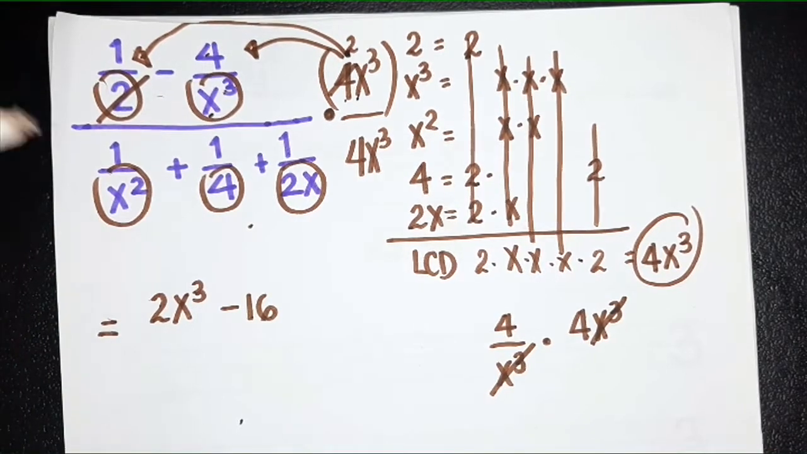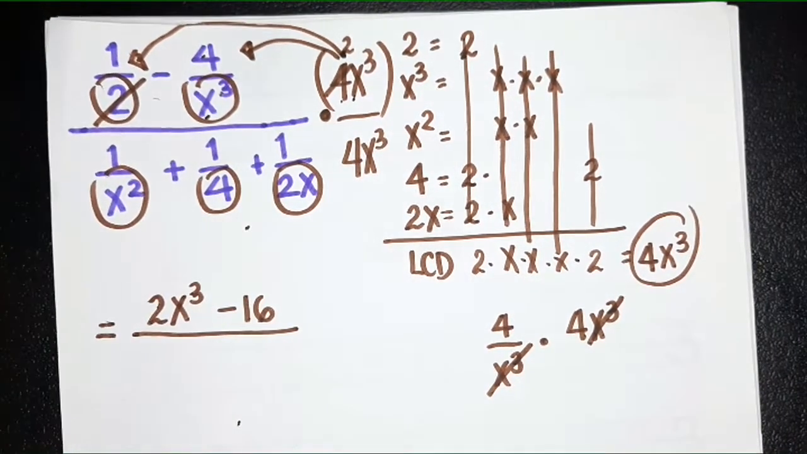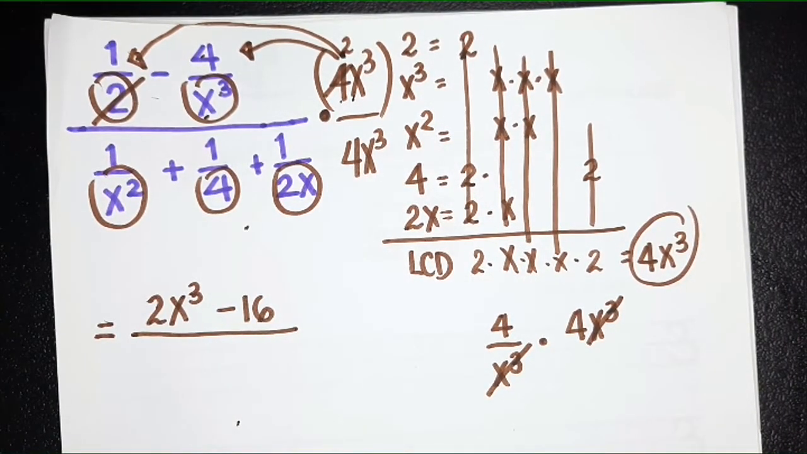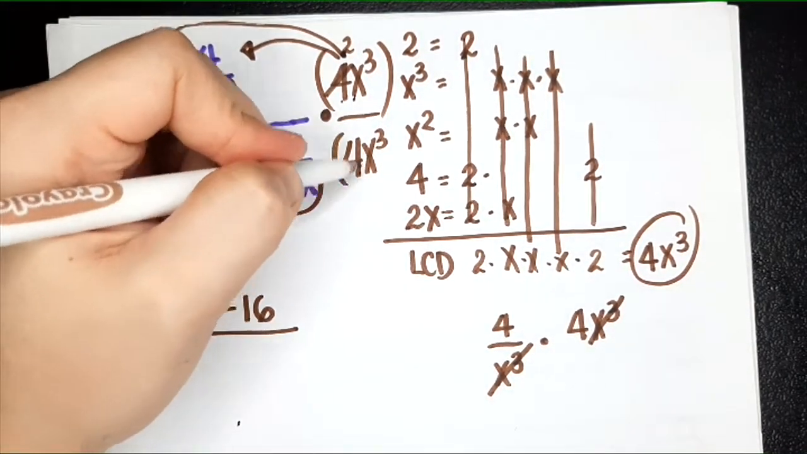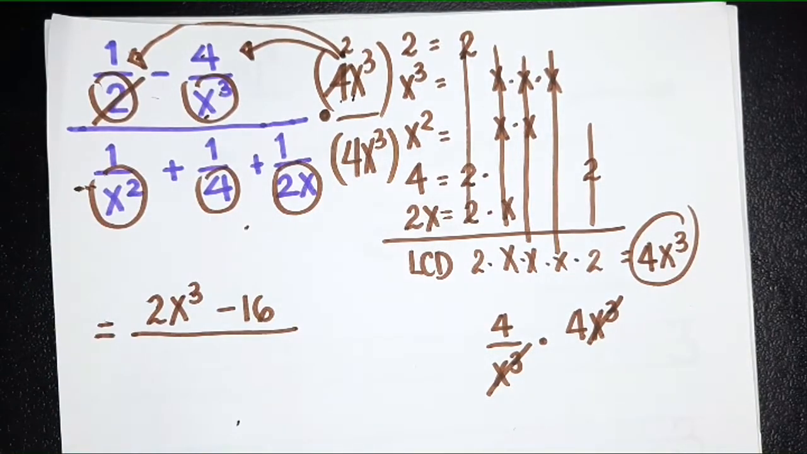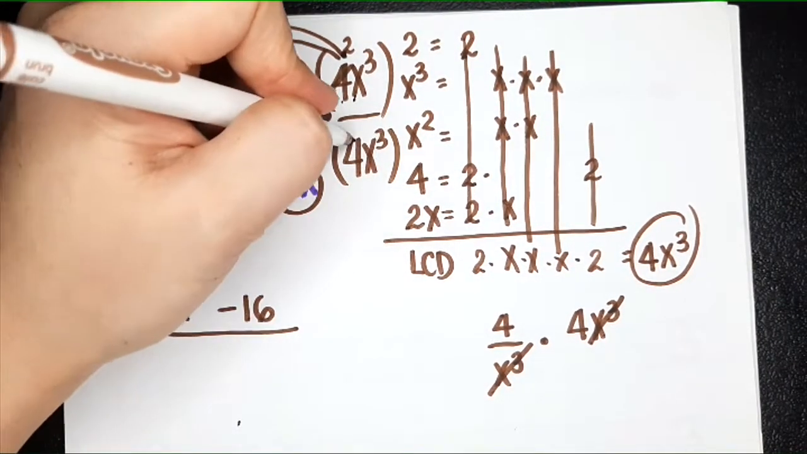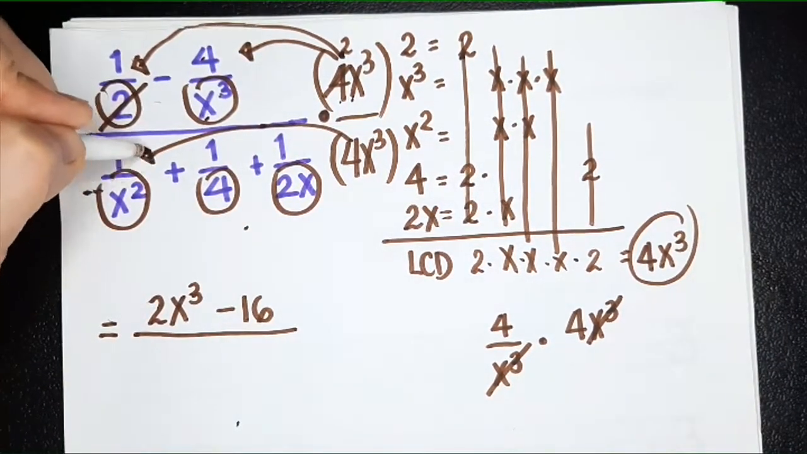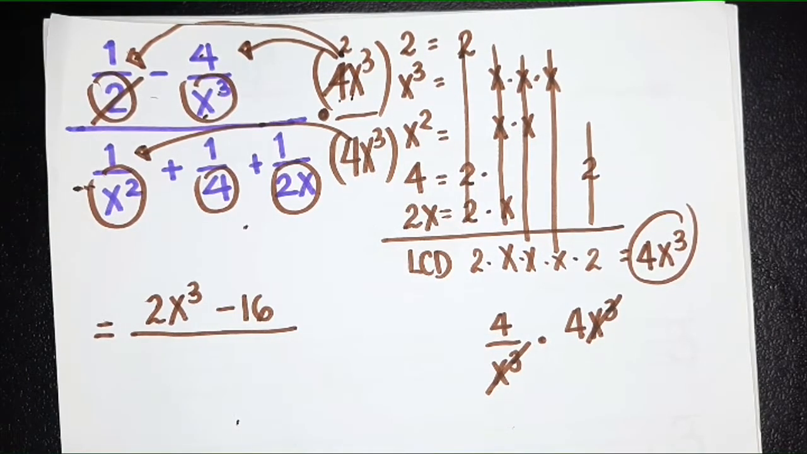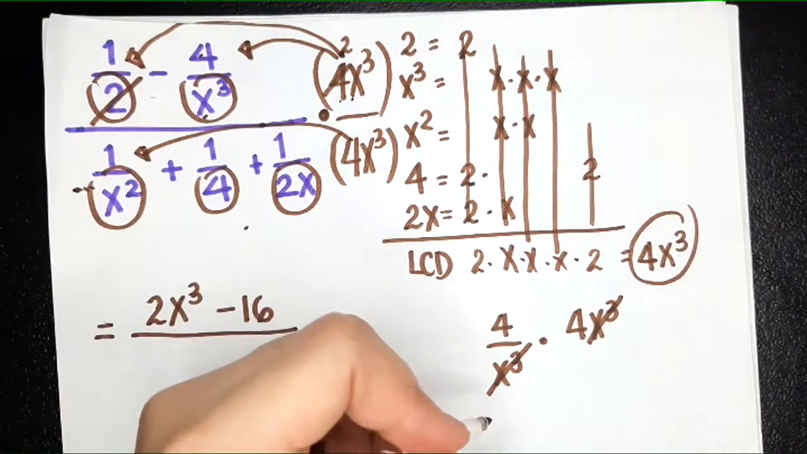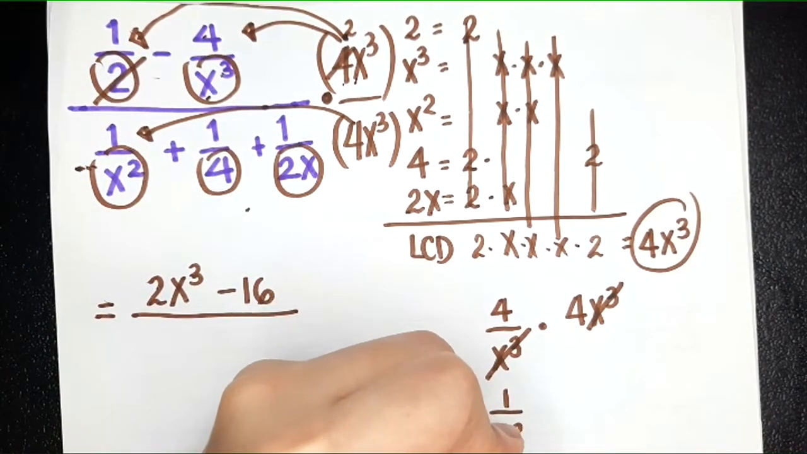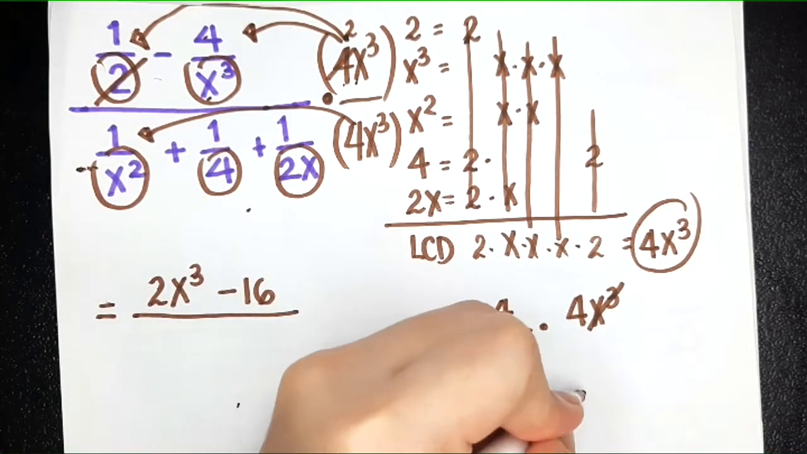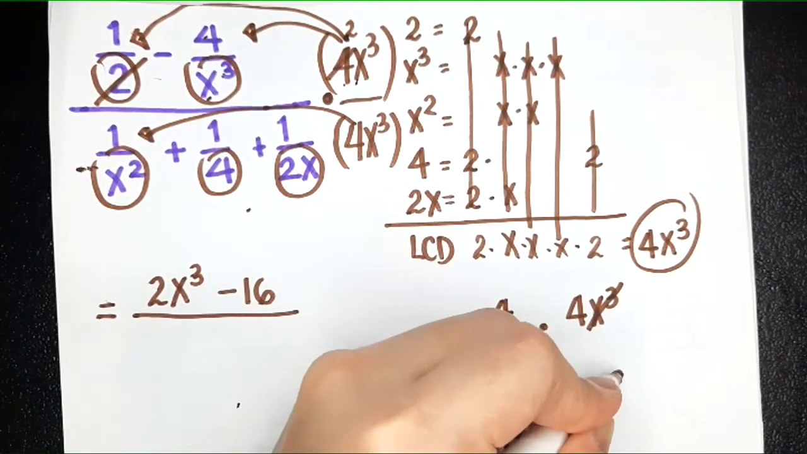Okay? So, wala na yan. Wala nang denominator. Tapos na. Mag-move on na kayo dito. I-distribute nyo rin ang 4x cubed. Again, if you don't know how to deal with this, 1 over x squared times 4x cubed, dito ulit sa scratch, sulat kayo. 1 over x squared times 4x cubed.